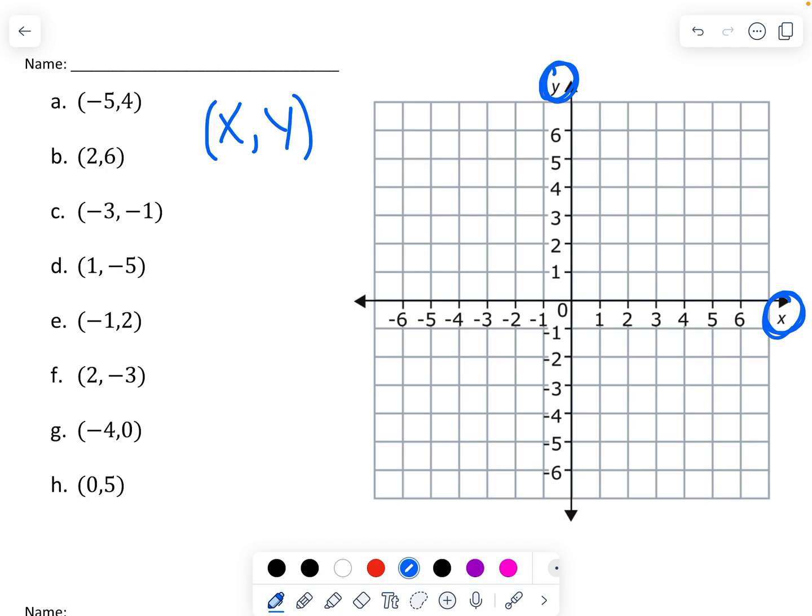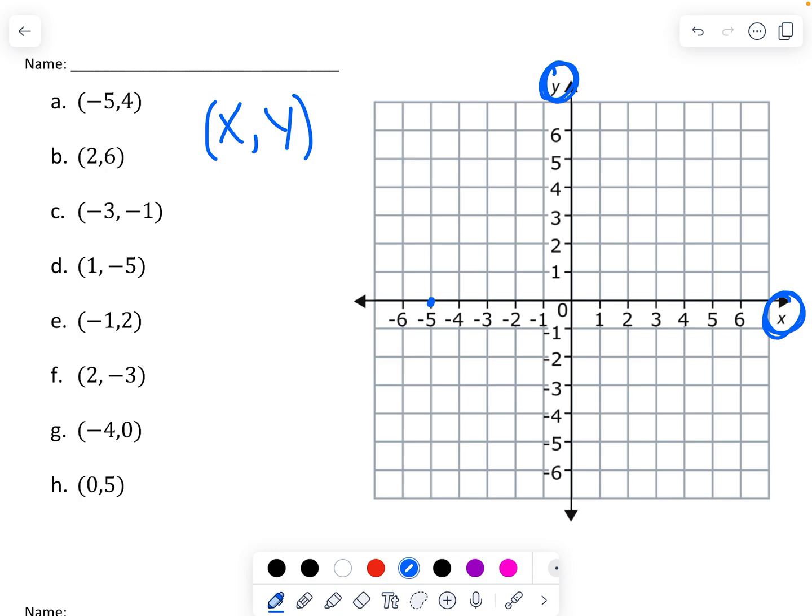So for A, we have -5 and +4. You start at 0 every single time, so we're going to start at the middle every time. And then that -5 is the x. We have to decide, are we going to go to the left 5 or are we going to go to the right 5? Well, since it's a -5, that means we go to the left 5. So we'd be right here.